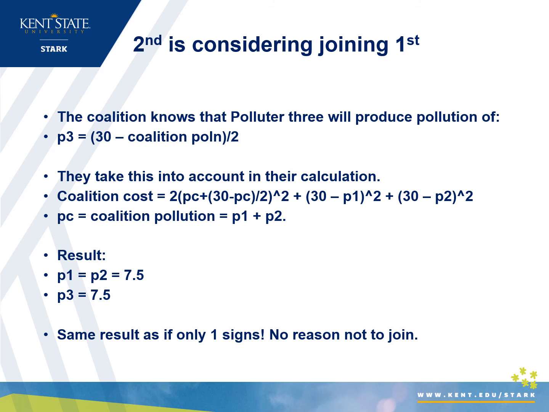Well, the result you get out of this, interestingly, is that, again, everybody creates 7.5 units of pollution. So 2 people out of the 3 signing the agreement is basically the same as only 1 signing it, which is basically the same as nobody signing it. So there's really no reason not to go ahead and sign, if you think that nobody else is going to sign it, or if you think there's even one person that's not going to sign it in this example. So put another way, there's no reason not to join.